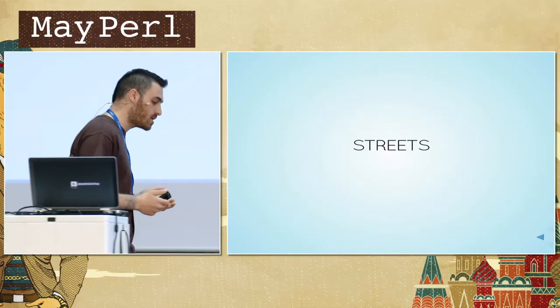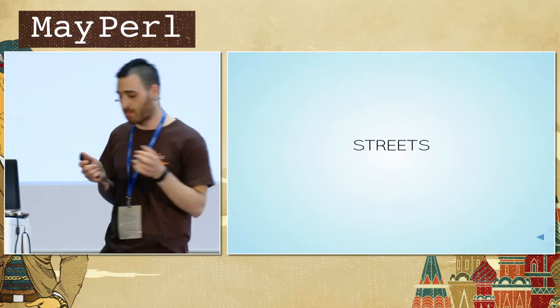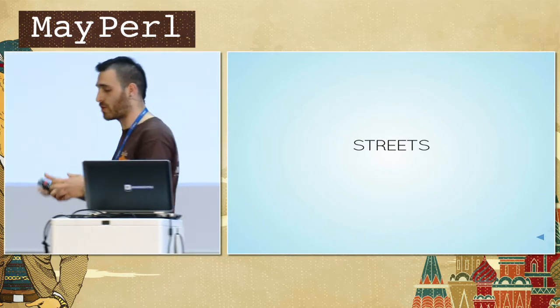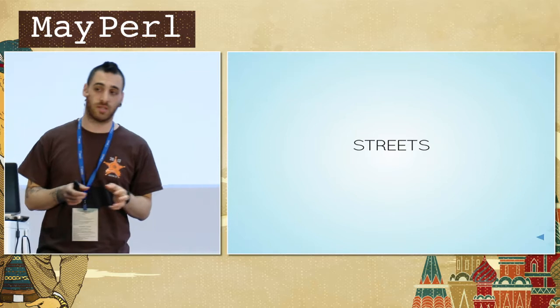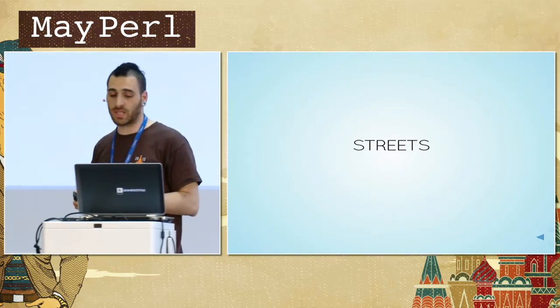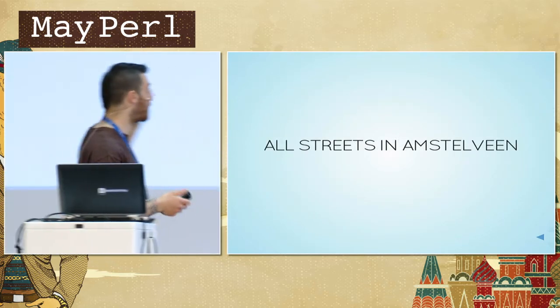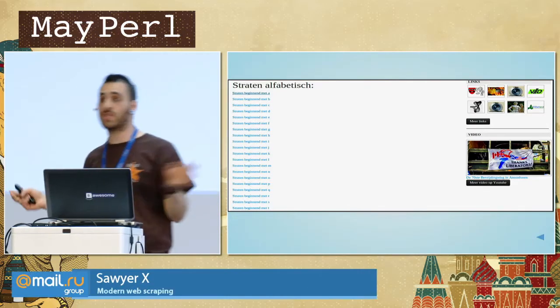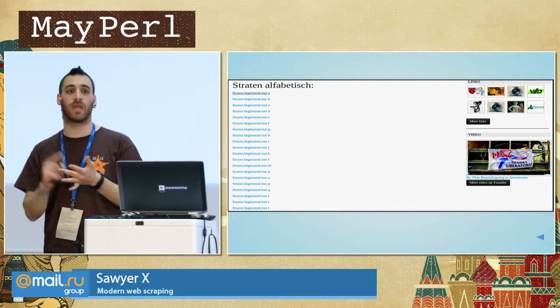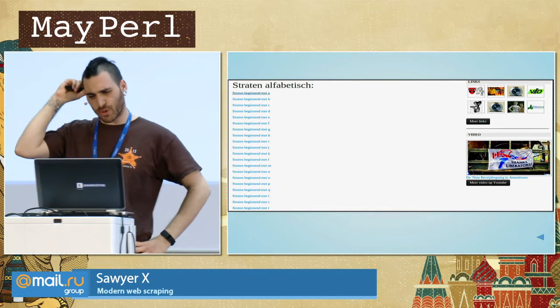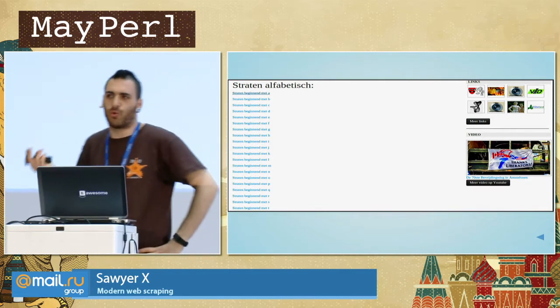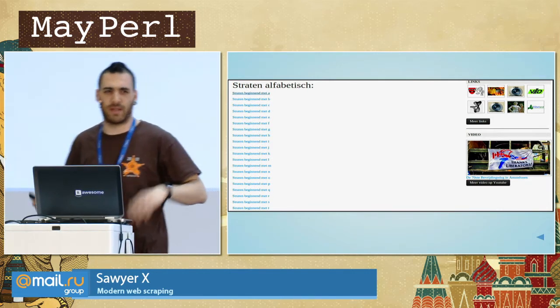The first thing that I wanted to get are the streets in my municipality near Amsterdam, where I live. Now, the reason I wanted to get the streets is not because I'm really interested in streets. I just found it as an interesting example. If you take a look at the municipality website in Amstelveen, you'll see that they just have a list of all the streets, their names, their history, what neighborhood they're in, like really weird stuff. I guess if you're doing a street tour around the city, I don't know.